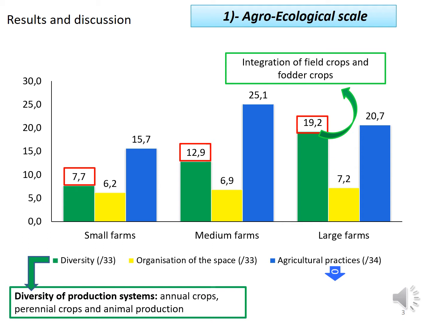The component organization of the space expresses the ability to manage space well and use resources. The overall averages are getting closer and very low. So this is a failure to consider in the study region, whatever is the size of the farm. Now let's move to the third component, which is agricultural component.